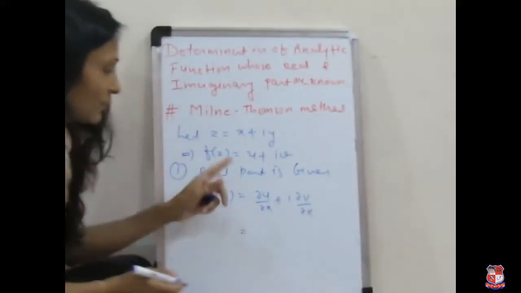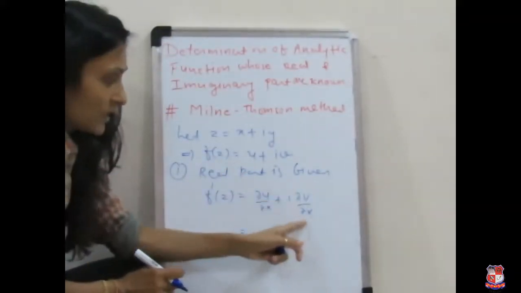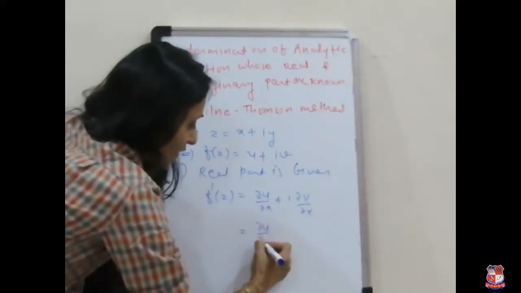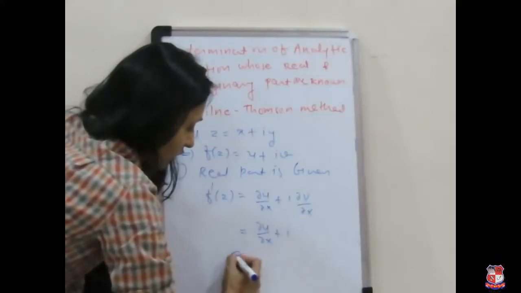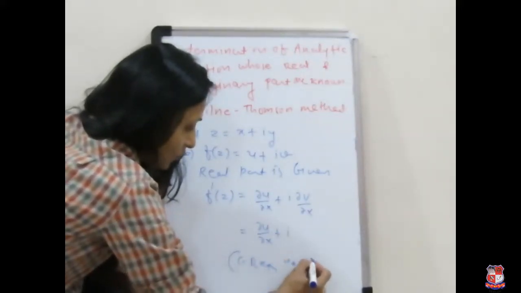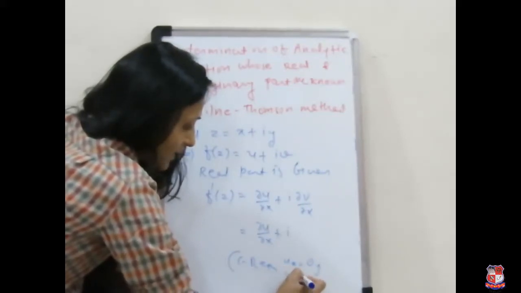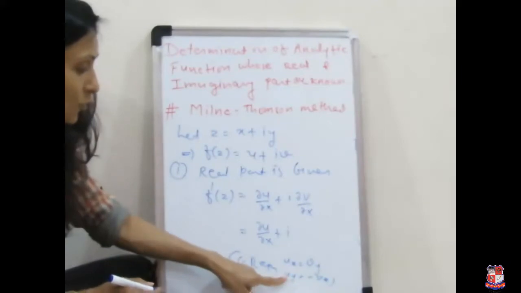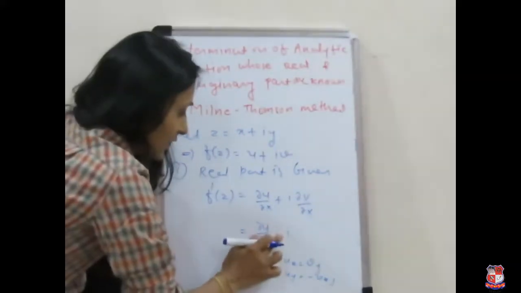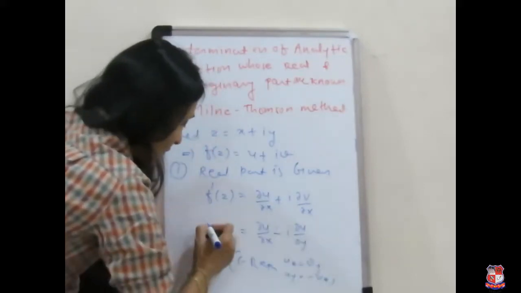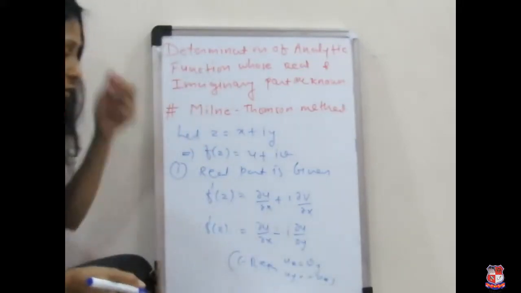Then we are given a real part, so we convert this v in u form using CR equation. What is CR equation? Ux is equal to Vy and Uy is equal to minus Vx. So for minus Vx we have to put minus del u by del y. That is minus i del u by del y. F dash z is equal to this.